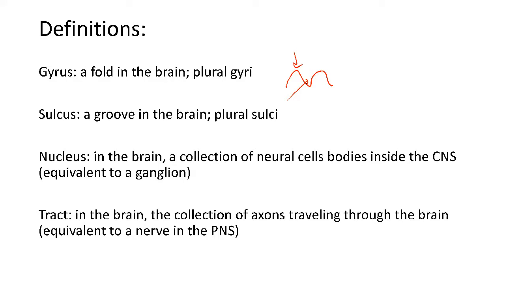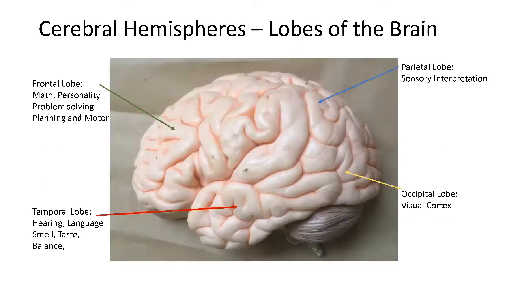Remember that when we did the peripheral nervous system, we had the word ganglion, and that meant a collection of neural cell bodies outside the CNS. This is now inside the central nervous system. And a tract in the brain is the collection of axons traveling through the brain. It's the equivalent of a nerve going through the peripheral nervous system. It's just staying inside the brain. So those are kind of our definitions that we're going to work from.